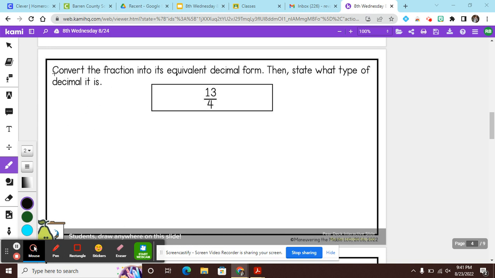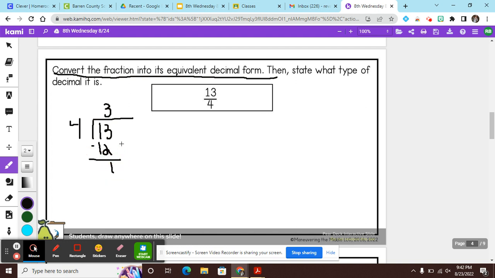The first one is converting the fraction to its equivalent decimal form. And in doing that, we do our cowboy horse. So we say, okay, what I'm going to do is put my 13 in the box. I'm going to put my 4 outside. Then I'm going to go ahead and divide, because I'm still just answering that first question. So 4 goes into 13 three times. I'm going to subtract 12 because 3 times 4 is 12. I'll have a 1 left over.